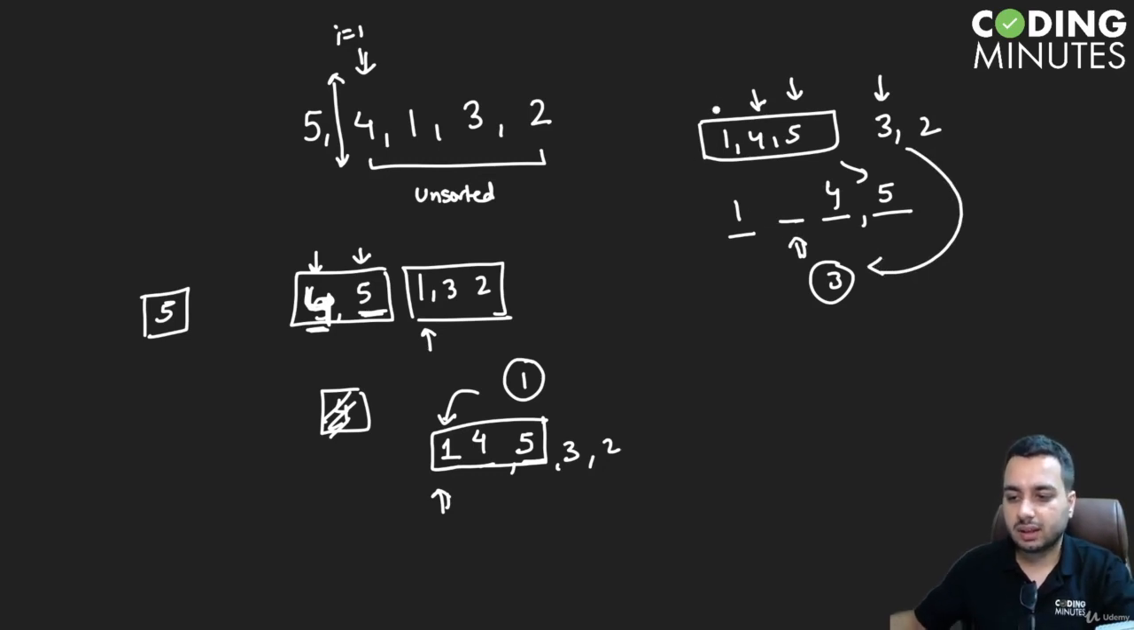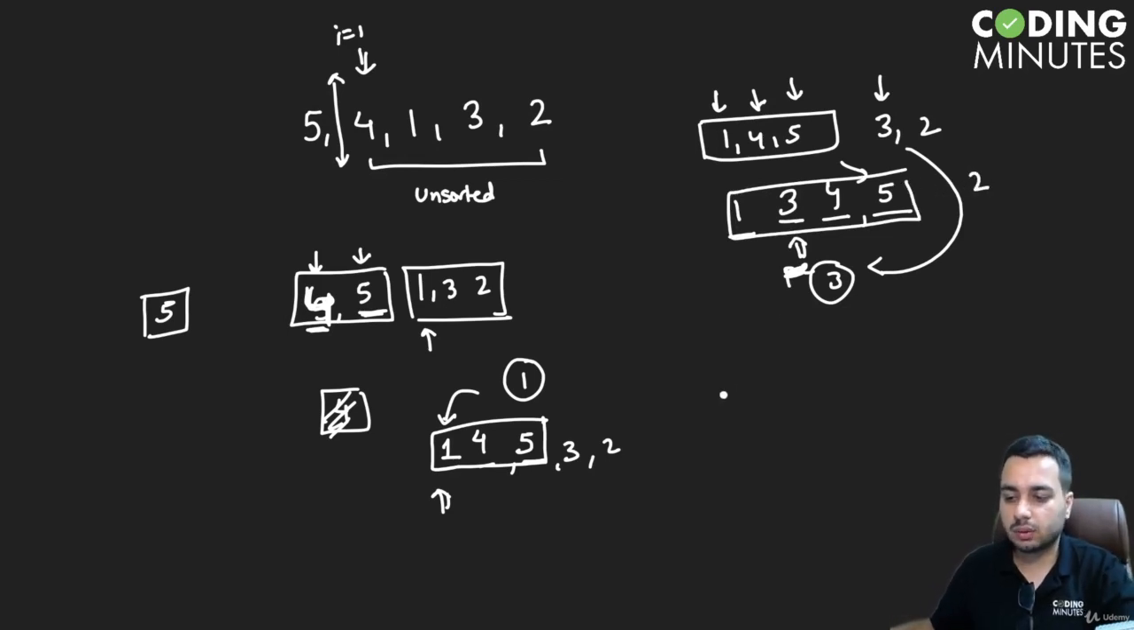Now we see we are at 1. Is 1 bigger than 3? No, it's not. So we stop at this particular point. The pointer is at this location, and we say okay, let's put 3 here, and this is how we insert 3 in its right position.